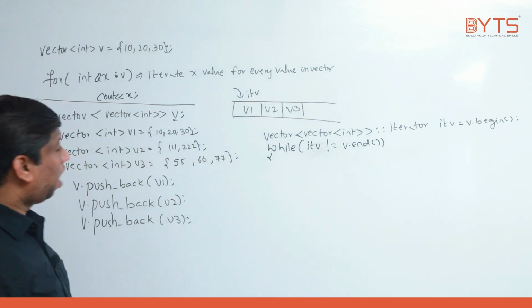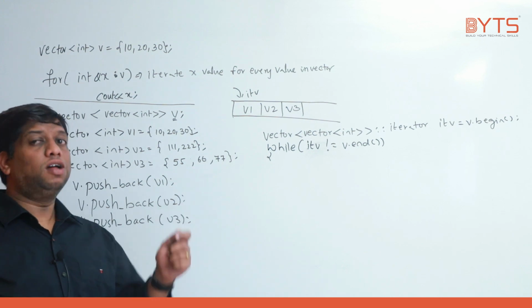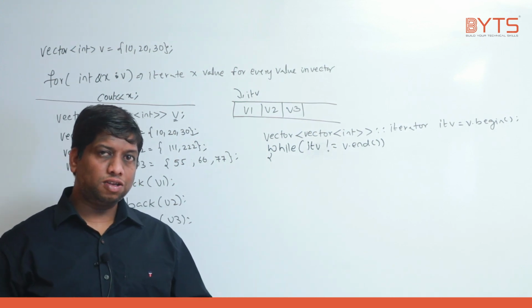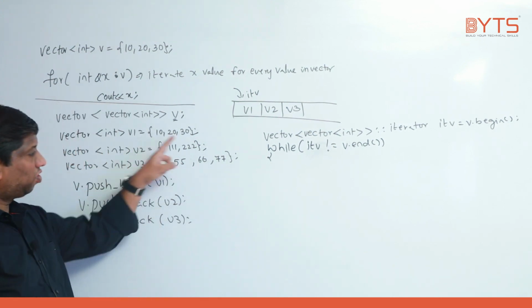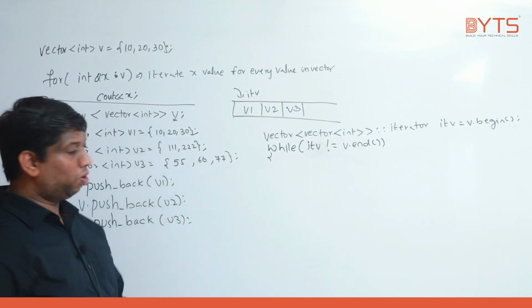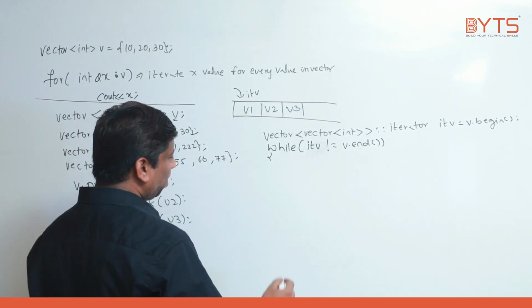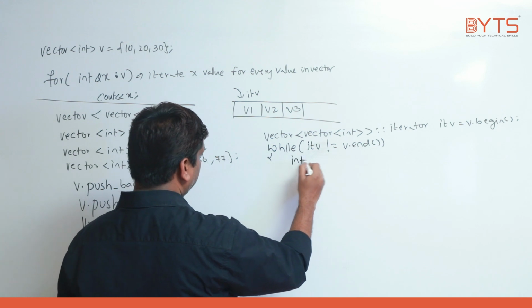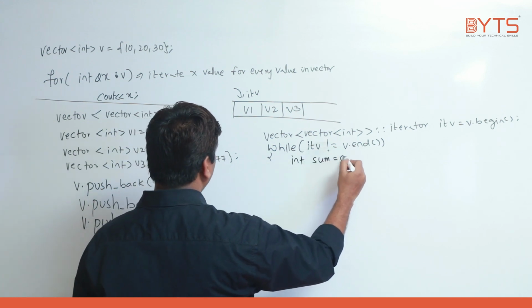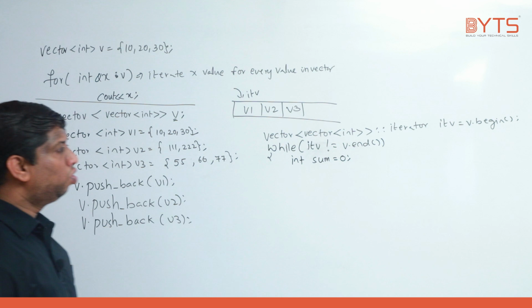Now our job is, I want to print the vector sum, vector by vector. I want to print the first sum, second sum, third sum. That is the target we have, right? So for that what do I need to do? int sum = 0.